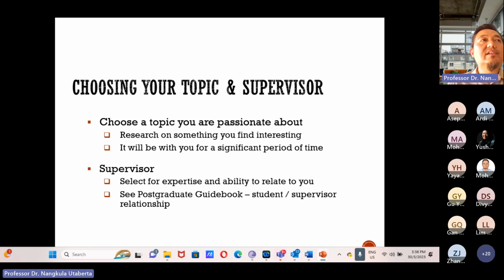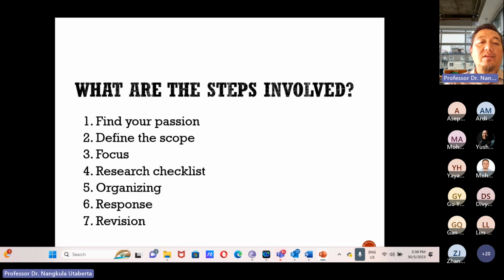I just repeat it again. During the first lecture, when you are choosing your topic as a supervisor, you have to choose a topic that you're passionate about. Don't pick a topic that even you yourself are not passionate about. You don't like it, don't pick a topic like that. So pick a topic that you like. Of course, you have to pick the supervisor, the expertise. You can see the guideline and everything. Guidebooks. So this is the process.